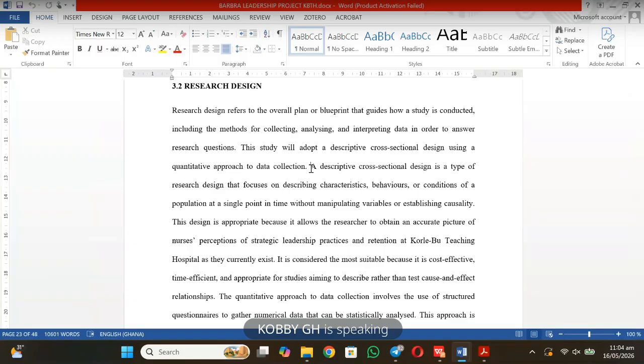Then when you finish, in summary, you tell them the reason why you're studying. You've decided to use descriptive cross-sectional and the quantitative approach. If it is qualitative, you tell them the reason why you've decided to use exploratory research design and qualitative approach. So for the last time, you first of all have to define what research design means.